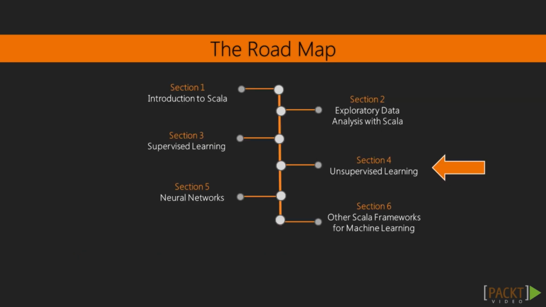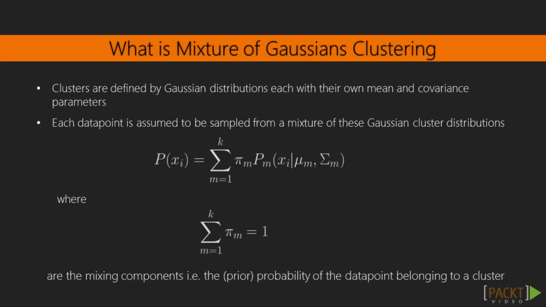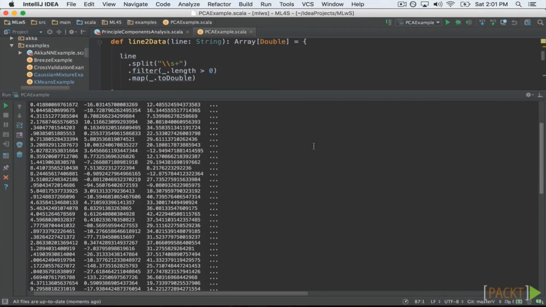In this section, you will be exposed to several unsupervised learning algorithms, including k-means clustering, mixture of Gaussians clustering, and principal components analysis, and how they can be implemented in Scala.